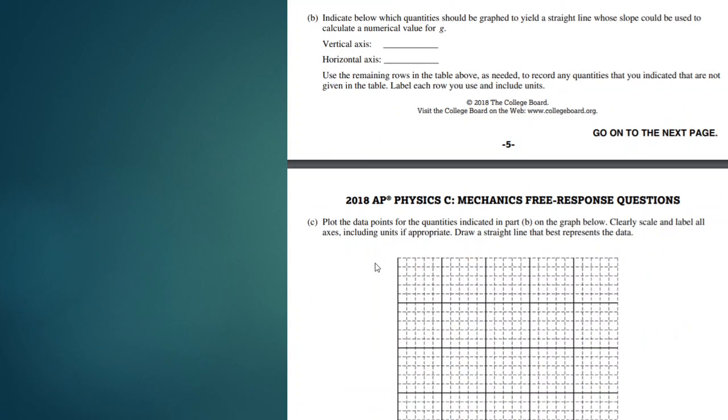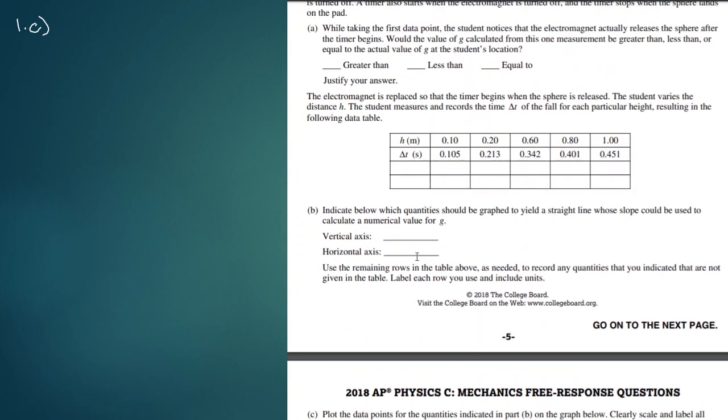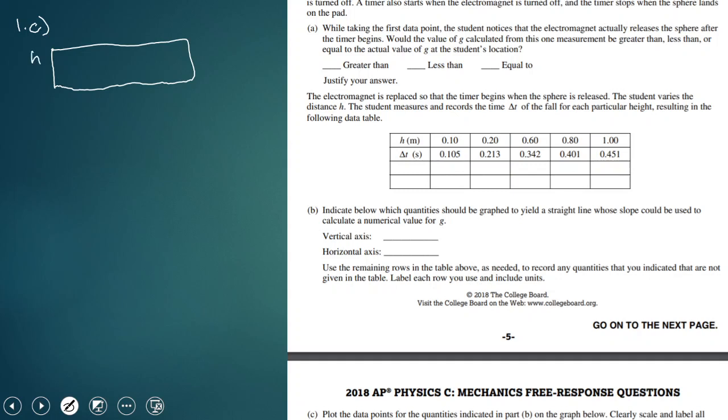And so part C asks us to actually plot the data. So first of all, I'm going to utilize the table in order to calculate my essential values, and then I'll do a quick plot on the side. So our table has h, delta t, and now I'm going to add another column, delta t squared. So this is really messy. So I have 0.1, 0.2, 0.6, 0.8, I'll just add another column, 1.